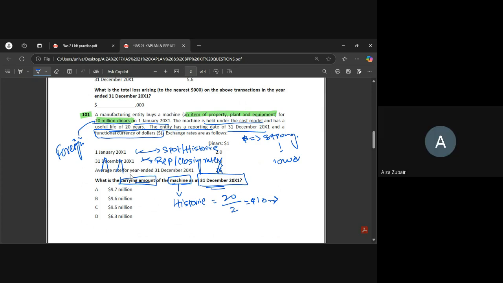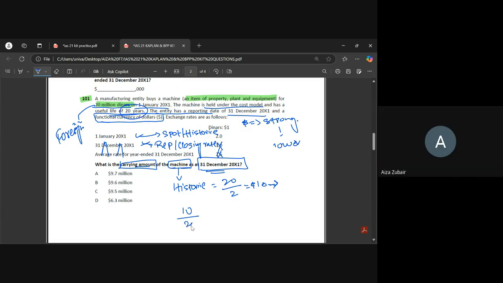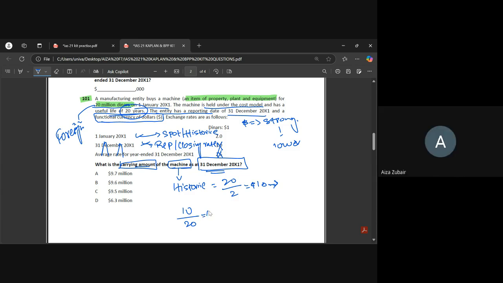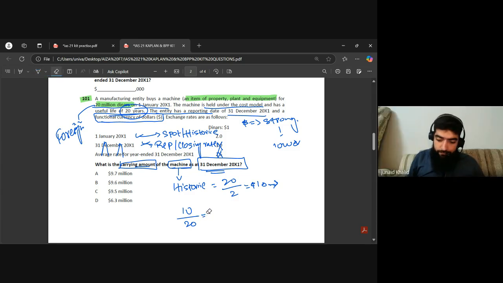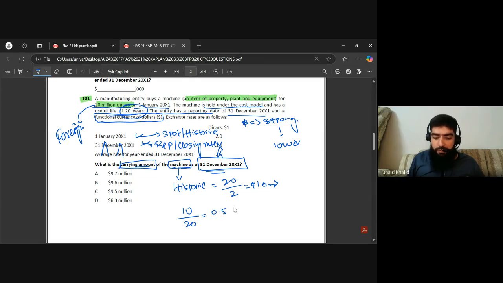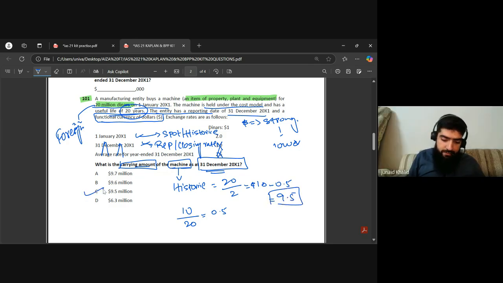So we multiply 19 over 20. Yes, first of all, we need to calculate the annual depreciation. So 10 divided by life 20 years. Yes. So we'll get the annual depreciation. And what is that annual depreciation? 0.5 or 1 over 2. Yes, 0.5, that is 1 over 2. So what is going to be the carrying amount? 10 minus 0.5. That is $9.5 million, right?